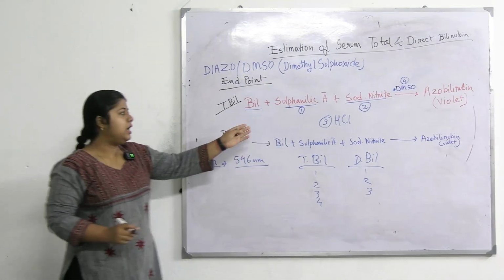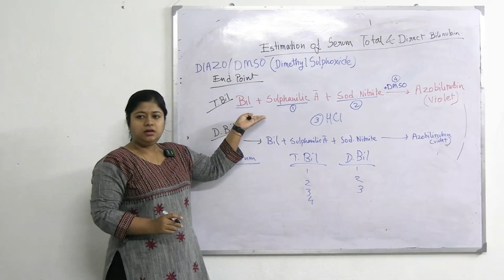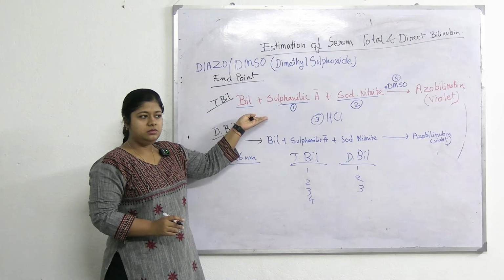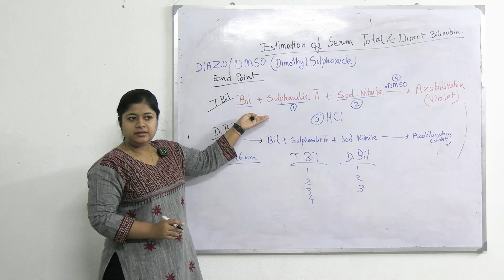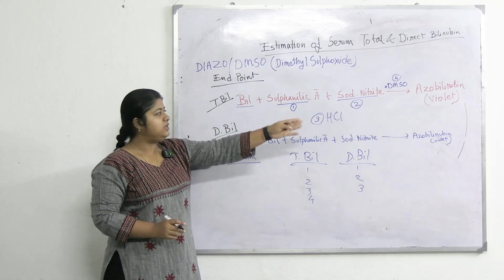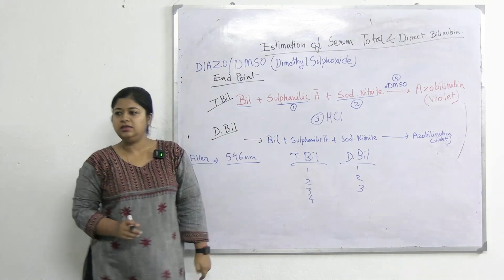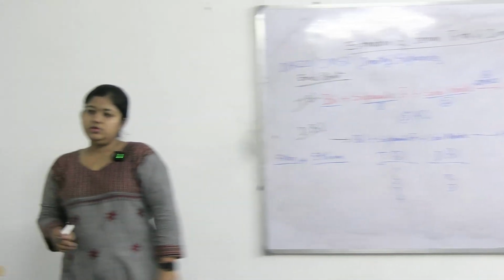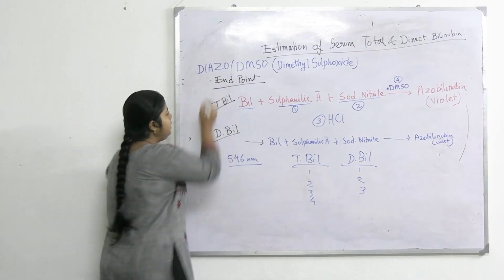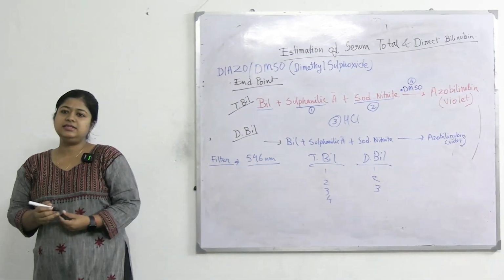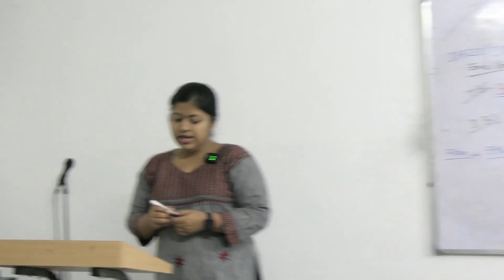Where we run a reaction and we incubate the sample and reagent mixture for a particular time to complete this reaction, and after the reaction is complete we measure the OD. So at the end of the reaction or at the end point of the reaction we will measure the OD. That's why this is an end point reaction.